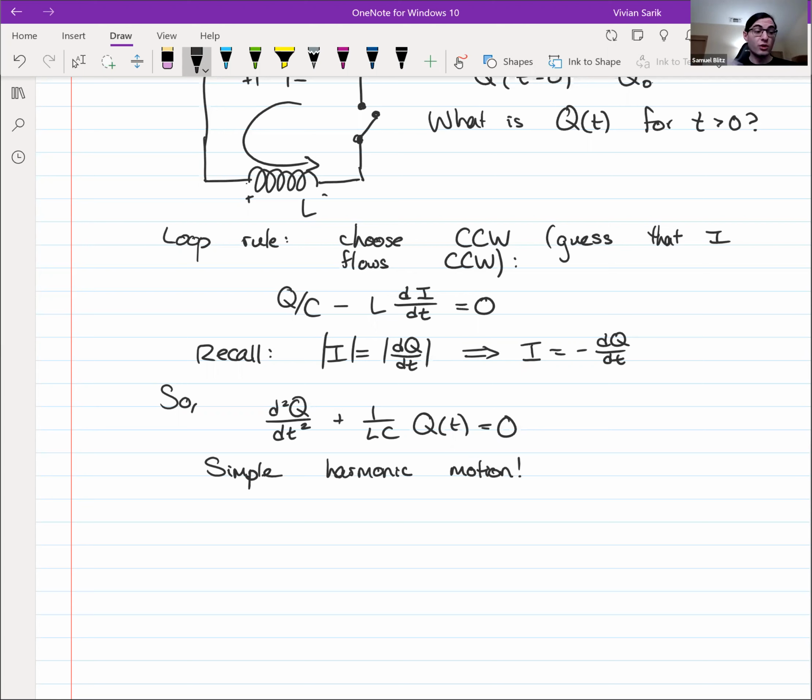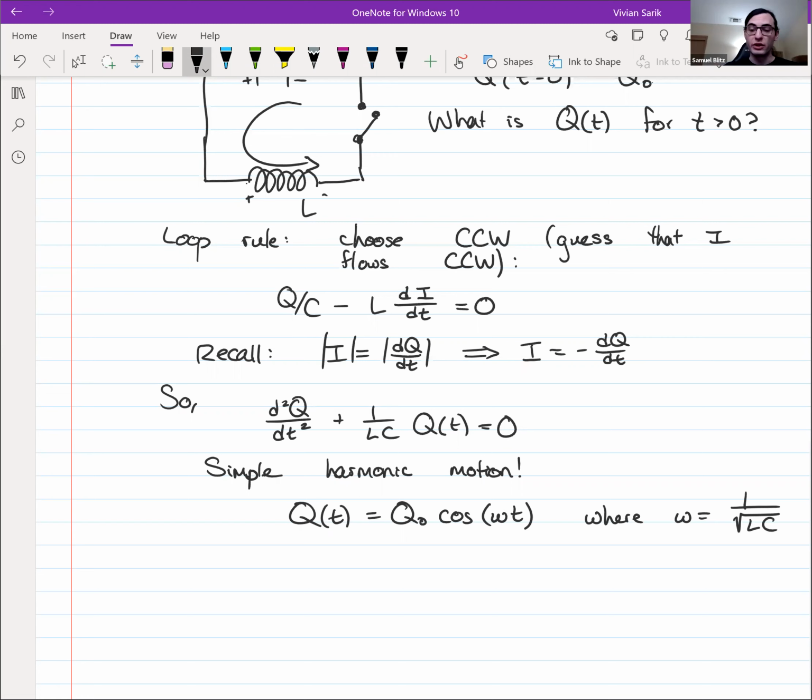So the differential equation for simple harmonic motion is two derivatives plus a constant times zero derivatives equals zero. And the solution to that differential equation is very well known. It just depends on that constant there, 1 over LC in this case. And so the solution here is Q of t is Q naught times cosine of omega t, where omega is 1 divided by the square root of LC. That just is the solution.